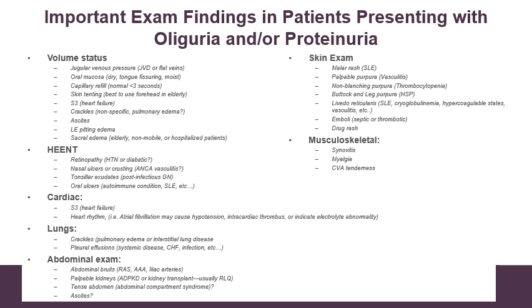What are things you would want to look at on the exam? Well, you'd want to look at their volume status. So are their jugular veins flat, hypovolemia, or distended, heart failure? Is their mouth dry? Is their tongue fissured, or is it nice and moist? Is their capillary refill less than 3 seconds, which is normal, or is it above that, suggesting volume depletion?